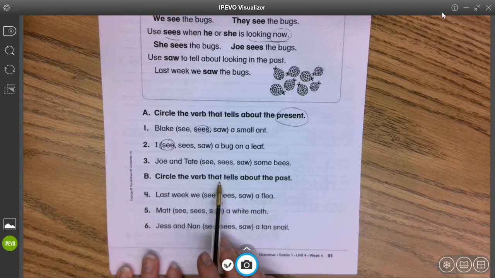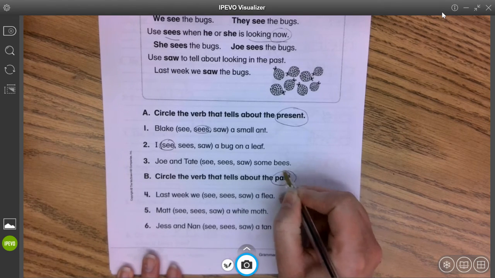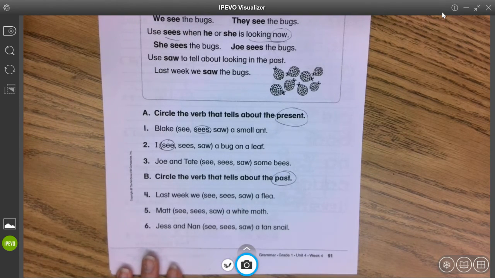B, circle the verb that tells about the past. So now we're looking at the past. Do you remember which version of the word we use when we're talking about the past? Let's see if you can do it correctly. Last week, that's telling the past, we blank a flea. See, sees, or saw. Circle your answer.